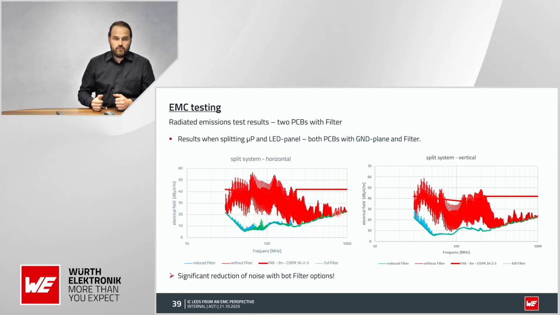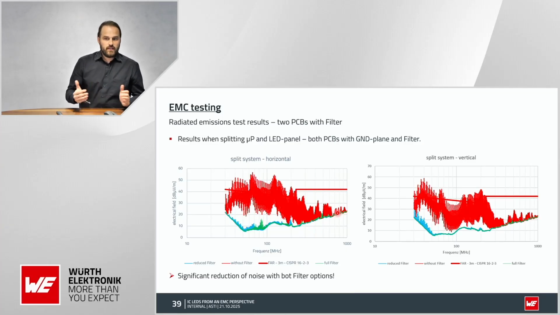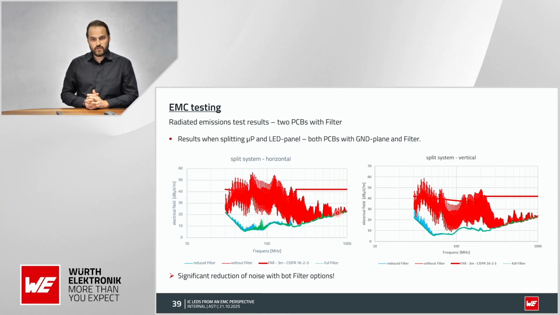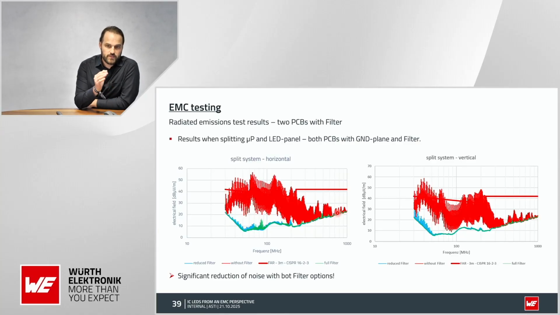Let's have a look at the radiated emission results. In red, again, the split system without any measures, and in blue and in green, the filtered versions. In blue, you can see in the lower frequency range the emissions are slightly higher, and that is where the common mode choke is also perfectly working and reducing this noise.